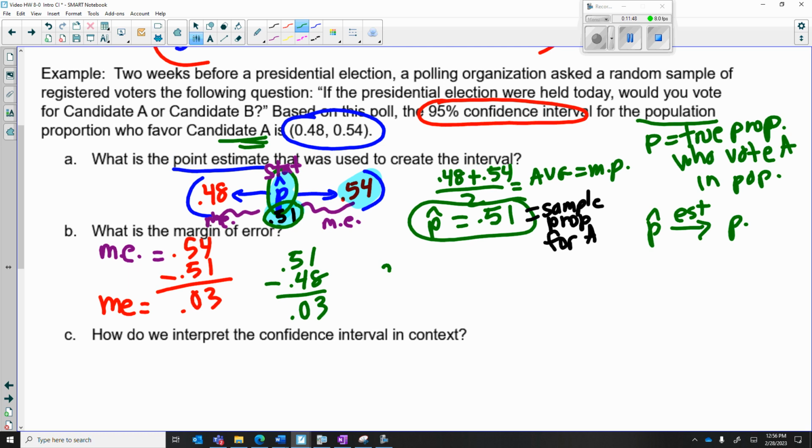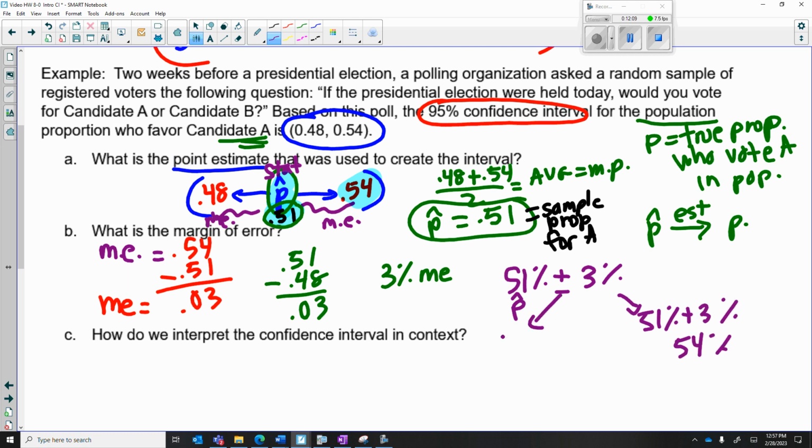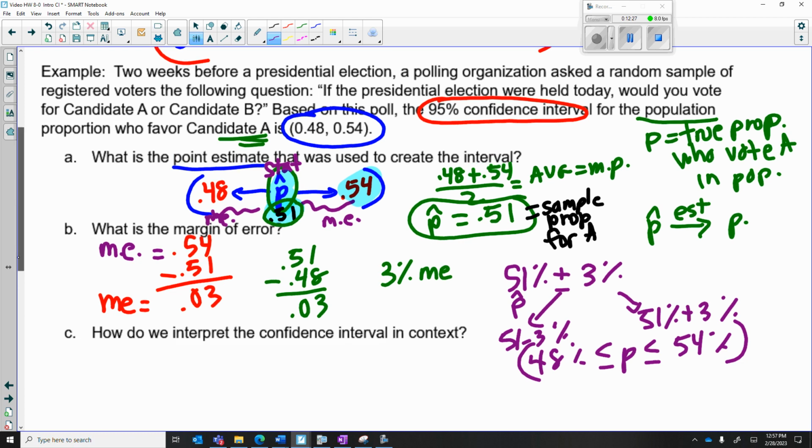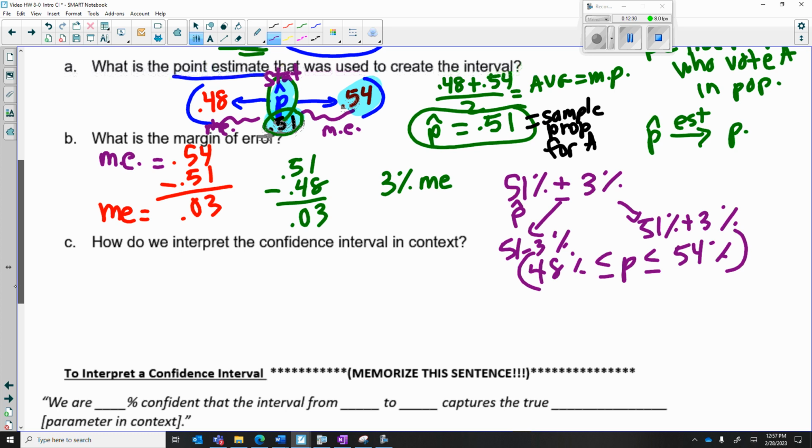So that means that there's a 3% margin of error, which means that the interval would have been 51% for the p-hat plus or minus 3%. So 51 plus 3 and 51 minus 3. 51 plus 3 is 54%, and 51 minus 3 is 48%. And that's where they got that interval from. And the goal is for them to capture the true parameter P. So they're hoping that the true proportion of people who are going to vote for this candidate is between 48% and 54%. So how do we interpret this in context now?